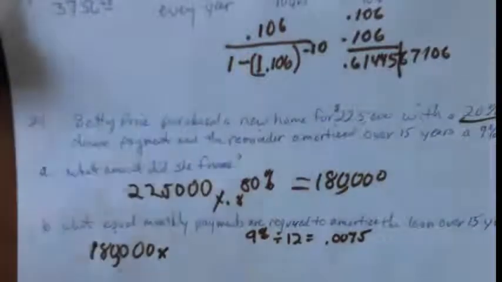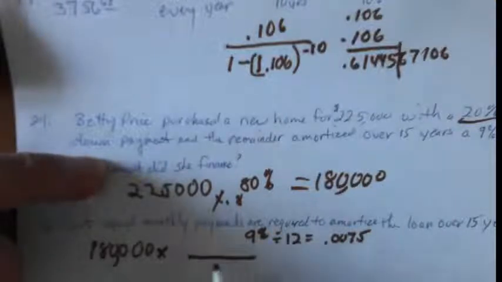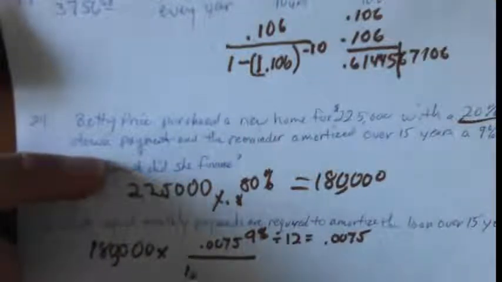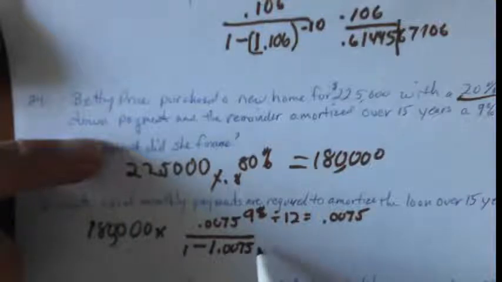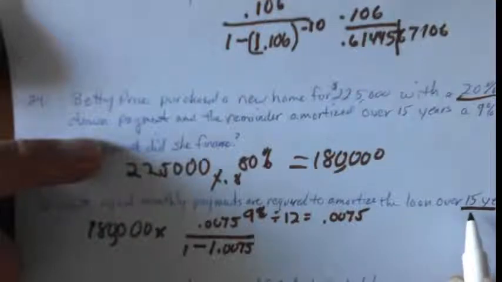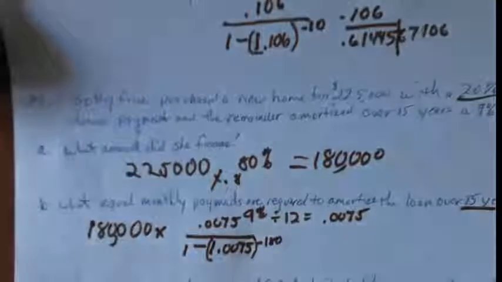Okay, so we need to work on our setup now. So we have our interest rate, 0.0075, is going to be 1 minus 1.0075 to the negative n. Well, how long is that? We have 15 years, 12 times each year, right? Because it's 12 months. So we're going to have a negative 180 on the outside of that. Okay?